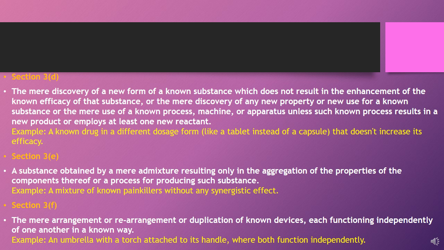Substances made by simply mixing things together without creating any new properties. For example, mixing two painkillers together without any added benefit. Section number 3, subsection F. What it covers? Just arranging or rearranging known devices that work separately without adding anything new. For example, attaching a torch to an umbrella handle where both work independently.